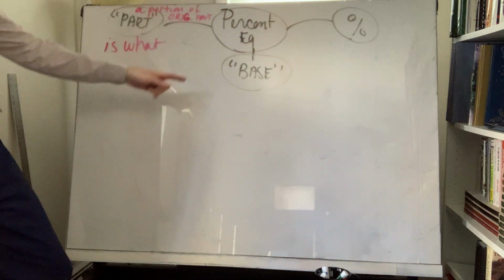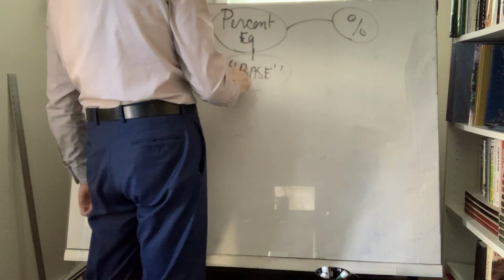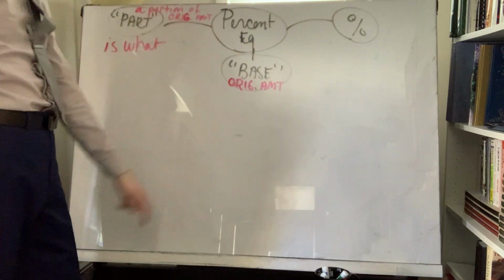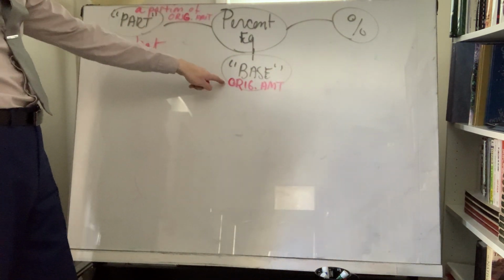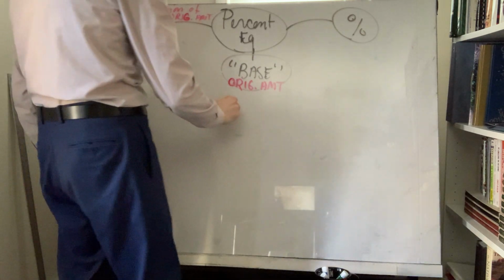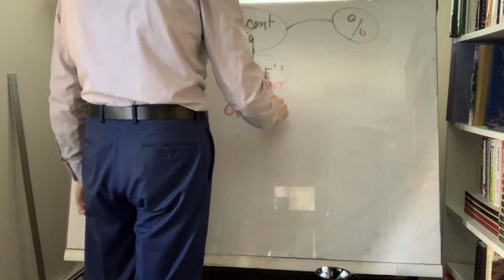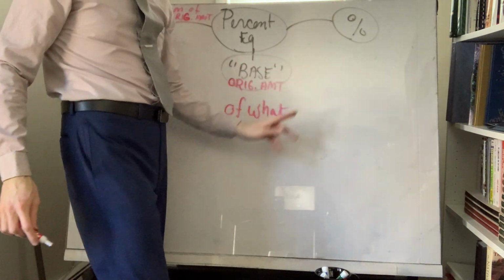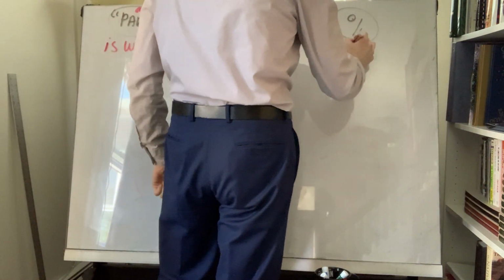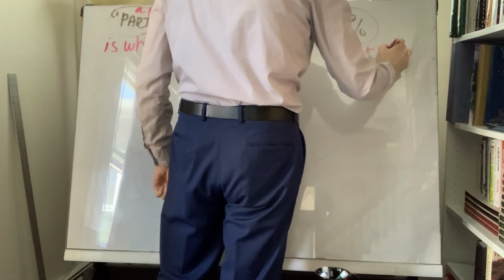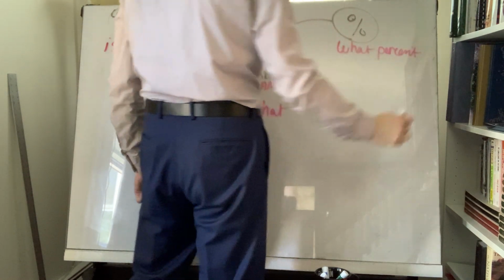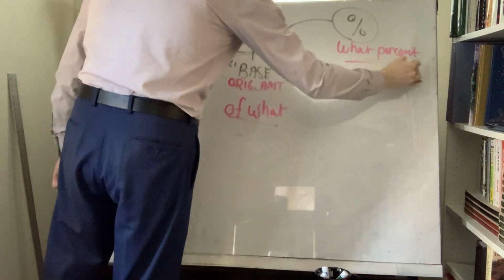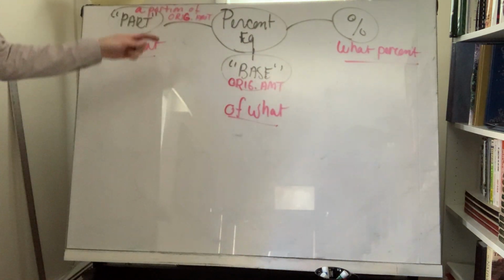The base is the original amount of something, and it's usually bigger. You can identify that you're looking for this because you'll see "of what" in context. Percent is the easiest to figure out because it will simply say "what percent." So look for "is what," "of what," and "what percent" to tell you which one you're doing.